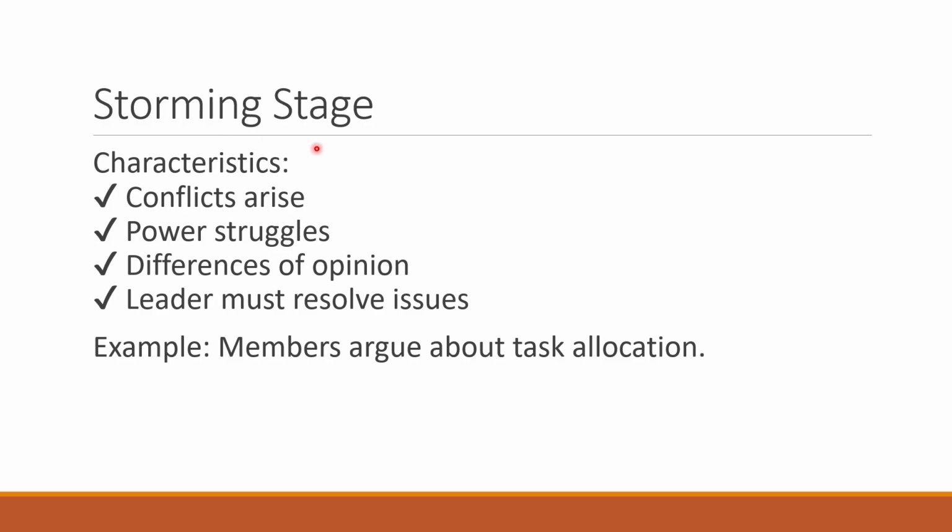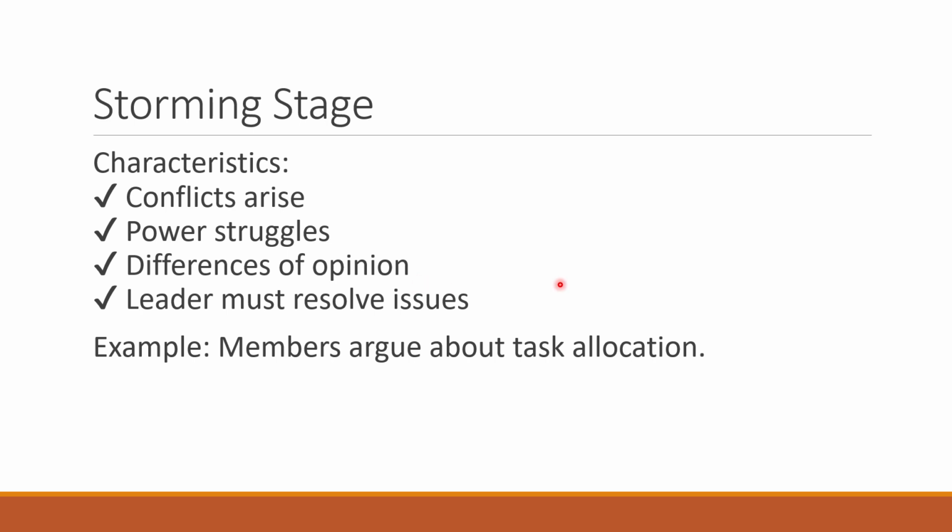Then comes the second stage, that is the storming stage. This stage is often considered the most challenging, because conflicts usually arise as members start expressing their real opinions. Power struggles, disagreements and frustrations are very common at this stage. The key behaviors observed in this stage are conflicts about task division, differences in working style, clashes of ideas, and a lot of questioning of the leadership. So here the most important role is that of the leader, who must resolve the issues and bridge the gaps in differences of opinion.